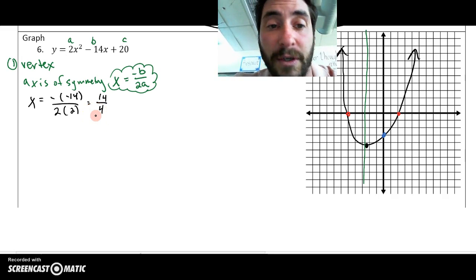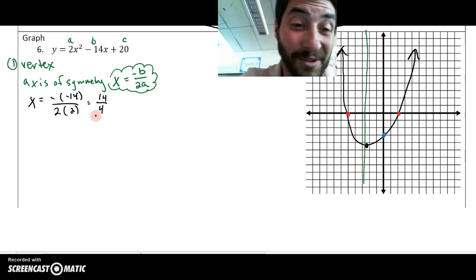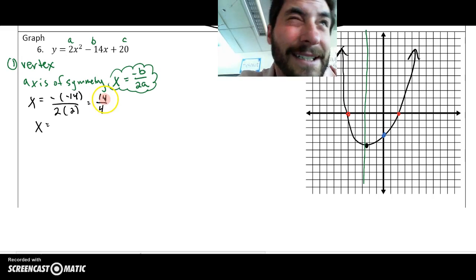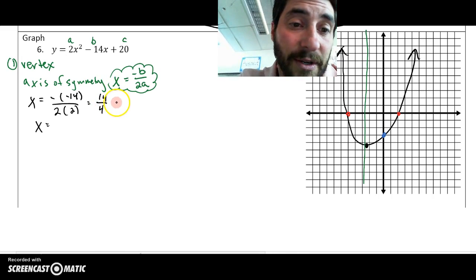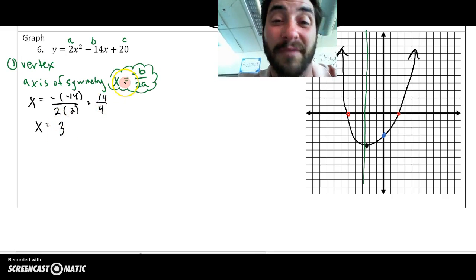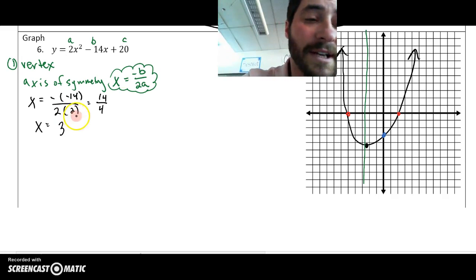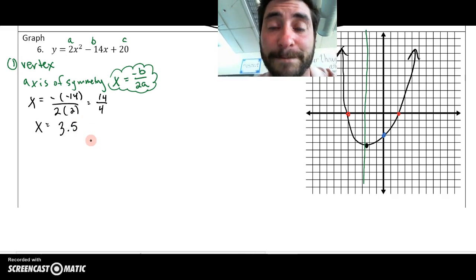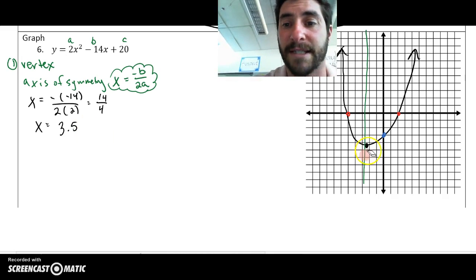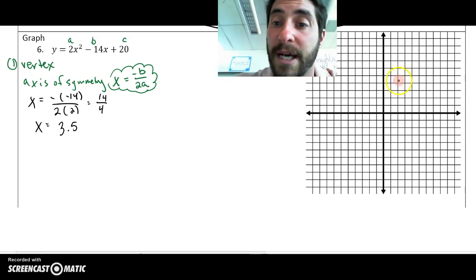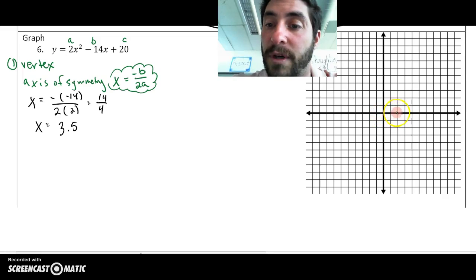So what is that? We have x equals, well, 4 goes into 14 3 times. 3 times 4 is 12, with 2 left over. So 2/4, which is also just 3.5. That's the axis of symmetry. So now let's draw that. The axis of symmetry is a vertical line where x equals 3.5.